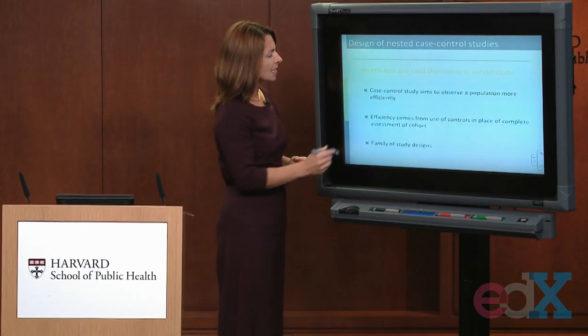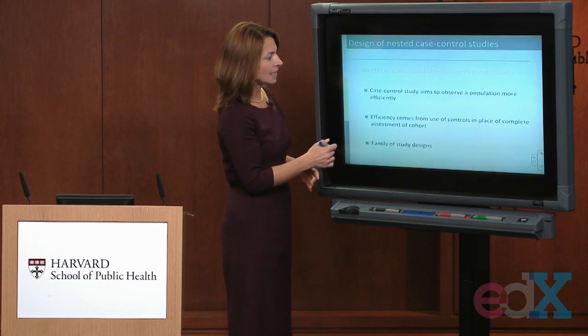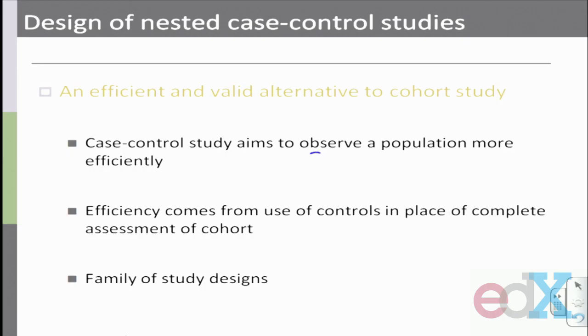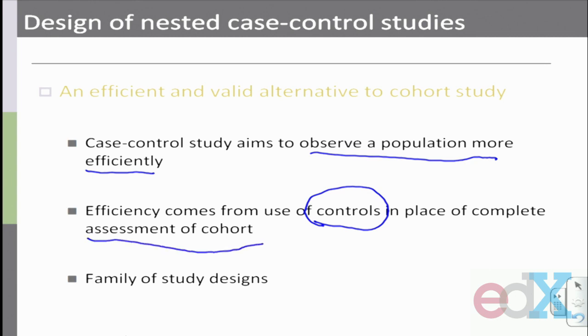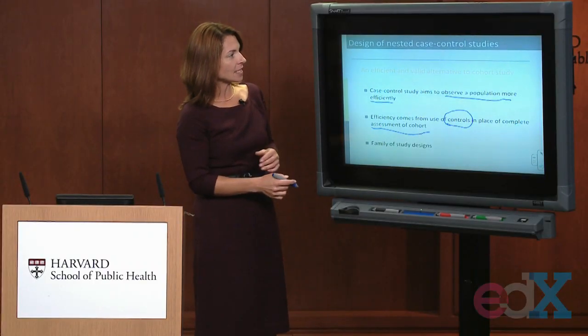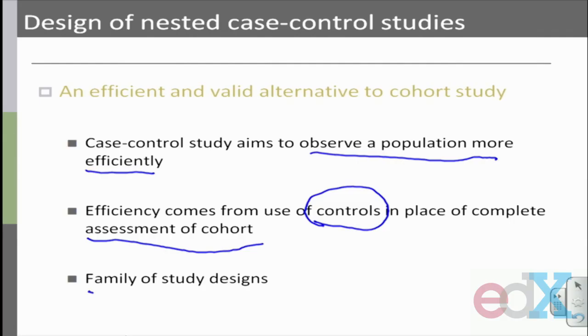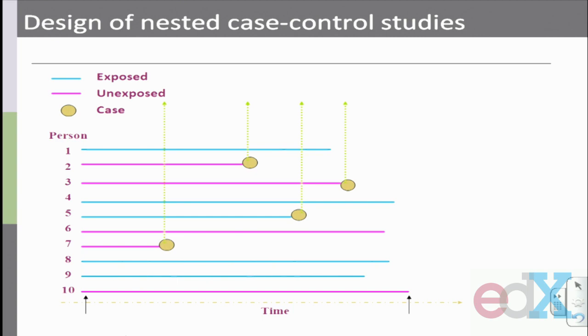If you remember from Fran's lecture, the reason that a case control study is able to observe a population more efficiently comes from using the controls. And so the purpose of the controls is to provide information about the exposures that you would have gotten if you had completely looked at this question within cohort studies. And actually, although I'm presenting on the nested case control studies, the case control studies are actually a family of different study designs, and they all are related, but each unique part comes from the way the controls are sampled from your population. So let's look at an example of this.